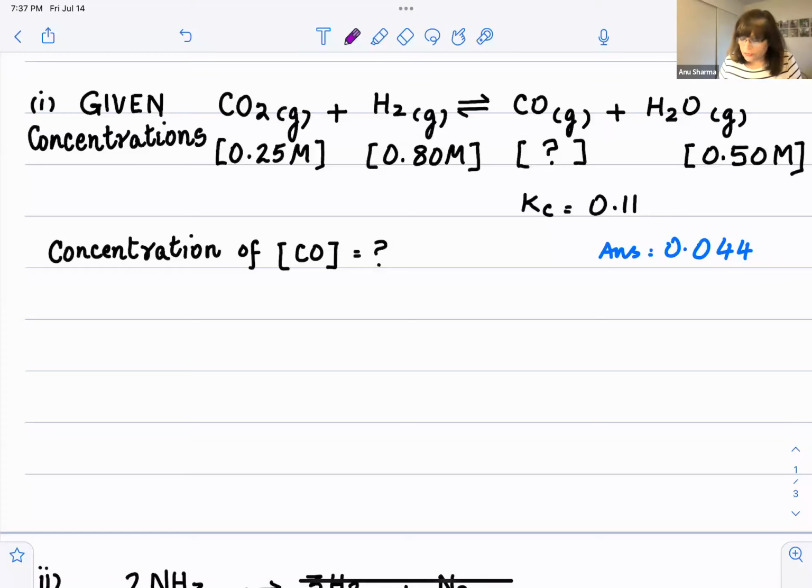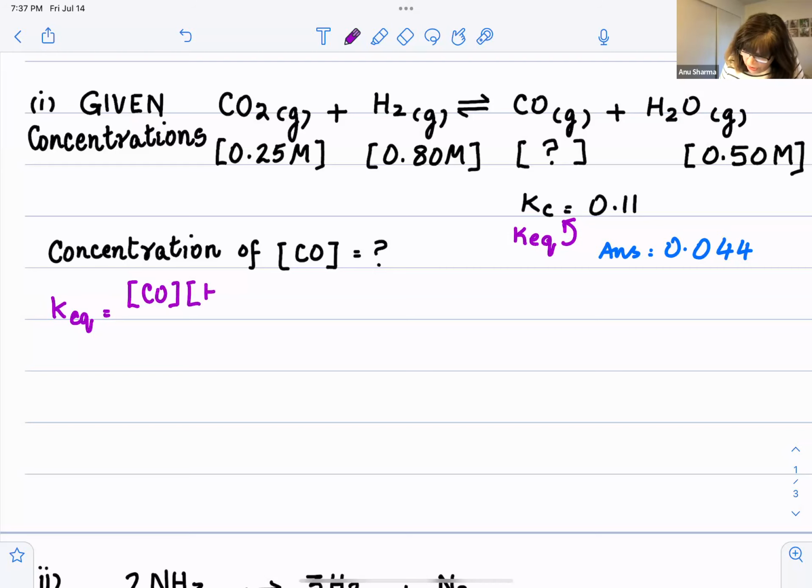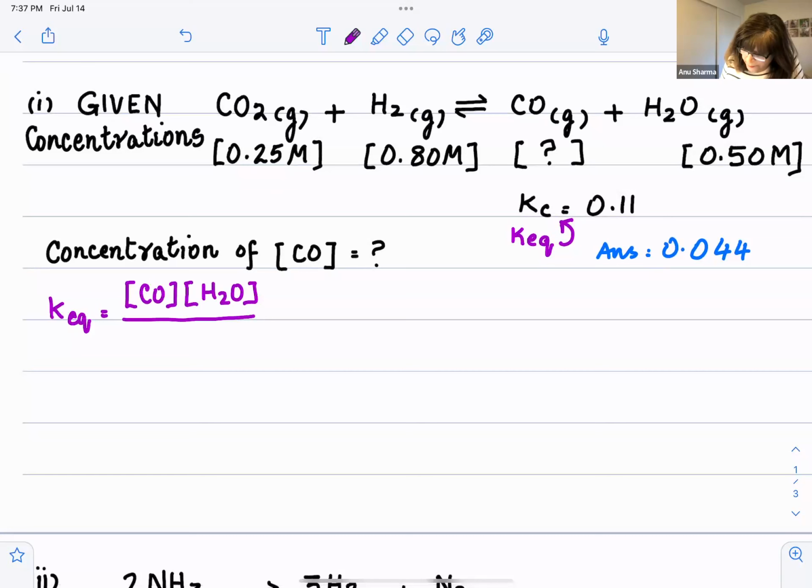The value of Kc is also given. So always write the formula. Kc is equal to Keq, it means the same. This is the equilibrium constant. So Keq is equal to, let's write down the equation first of all, the concentration of carbon monoxide multiplied by the concentration of water over the concentration of CO2 multiplied by the concentration of hydrogen.